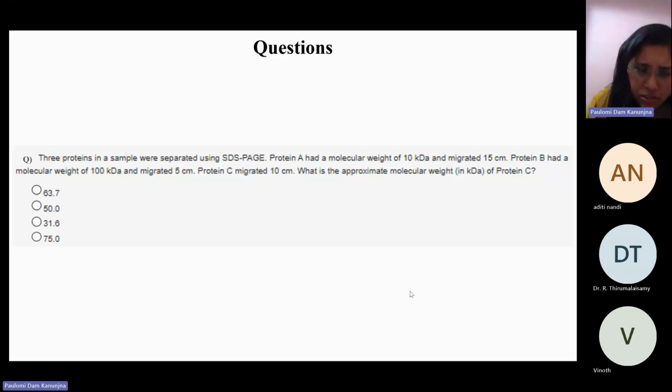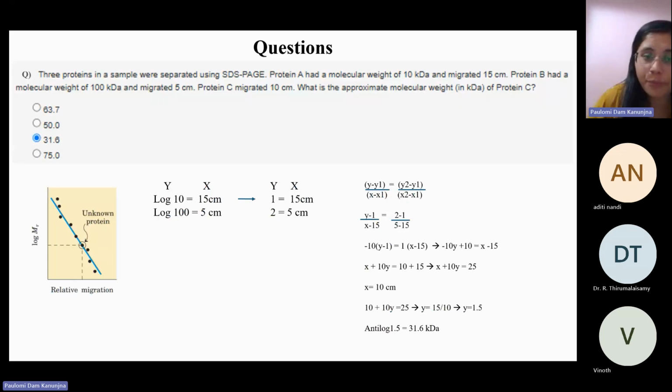Okay, I will do the first question because there is another question based on similar lines. Let's do the first one so that the second one becomes easier. Okay, so the answer is 31.6. We'll see how. Like I said, you have protein A, which is 10 kilodalton, has moved 15 centimeters. So we have seen already x-axis is migration. So on x-axis, if there is a 15 centimeter migration, then the value on the y-axis is log of 10, log of the molecular weight.